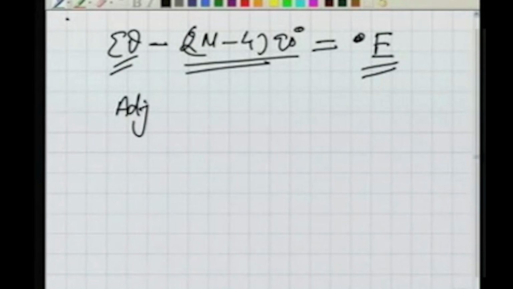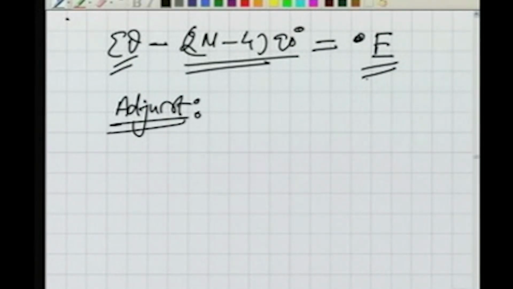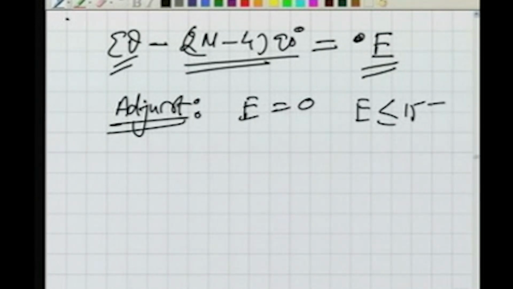How to adjust it? Basically this E should have been 0. In the ideal case it should have been 0 or very small. We say that E should be less than or equal to 15 root n for the permissible case. If it is more, we are going to adjust. So the adjustment procedure is very simple.